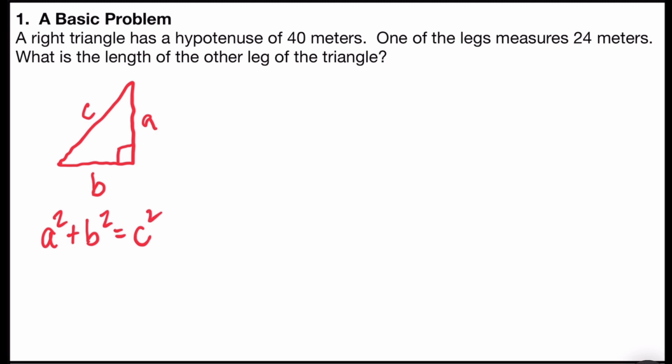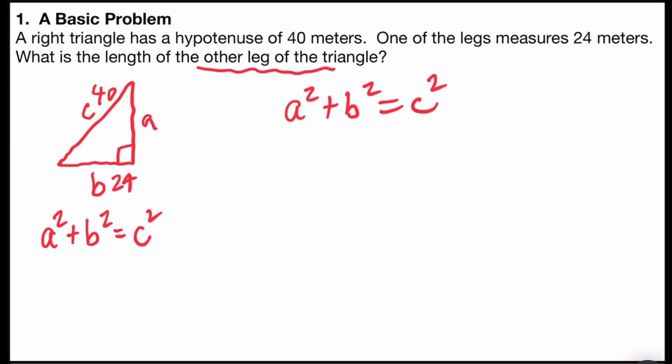And so in this problem, we know that the hypotenuse is 40 meters, and we know that one of the legs is 24. And it doesn't matter whether we call 24 the A leg or the B leg. We're just trying to find the other leg of the triangle. And so we have a squared plus b squared equals c squared, and we can substitute. We're looking for the length a, so a squared will stay.